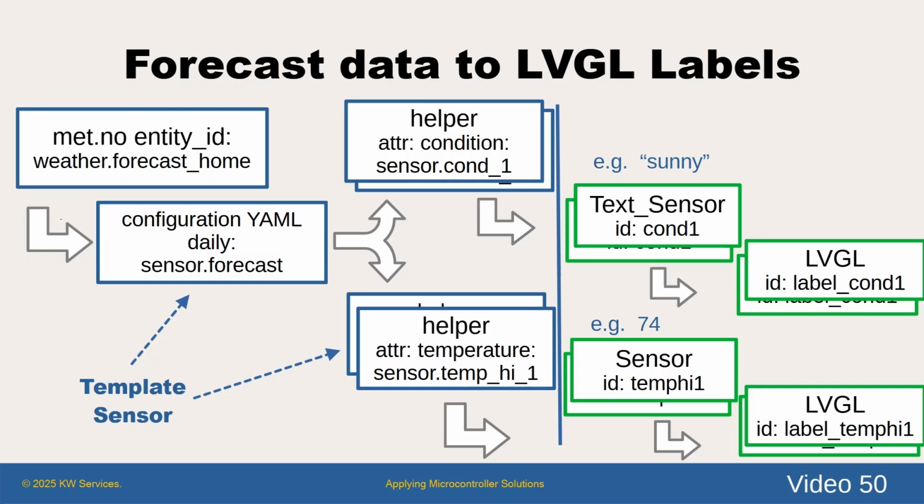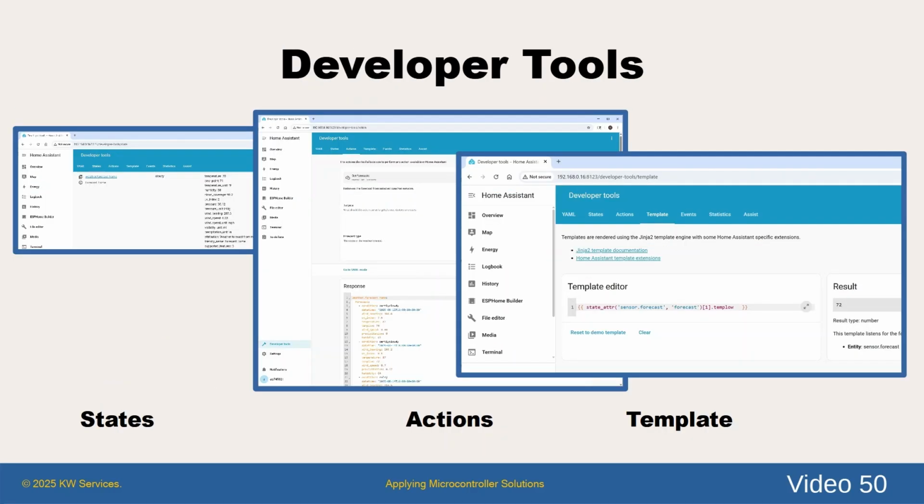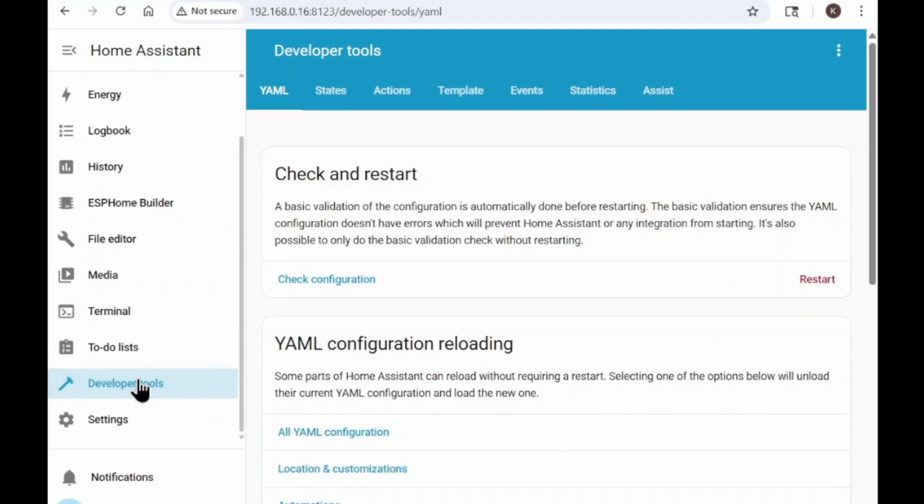In ESPHome, a numeric value like temperature is configured as a sensor, whereas a text value, like a condition of sunny, is configured as a text sensor. Both can update an LVGL label. The developer tools are helpful in displaying entity values in order to verify configurations.